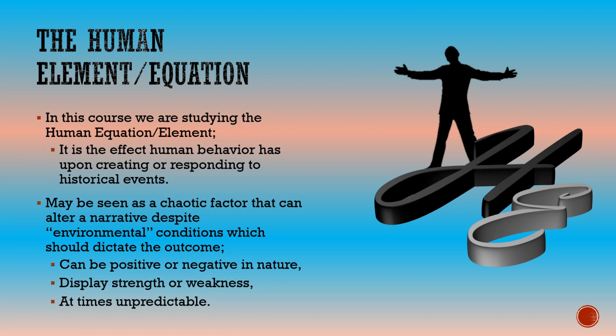We tend to think of history as a series of events, and we tend to not understand that it is actually a series of events that relate to the human element or the human equation. In this course, we are studying the human equation or element. We are studying its effects when it comes to human behavior and how it basically relates to historical events, whether they be natural or human made.